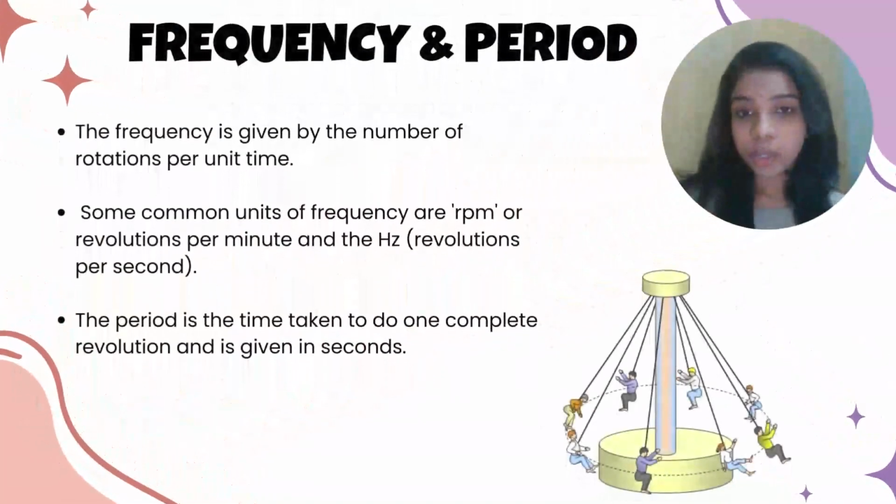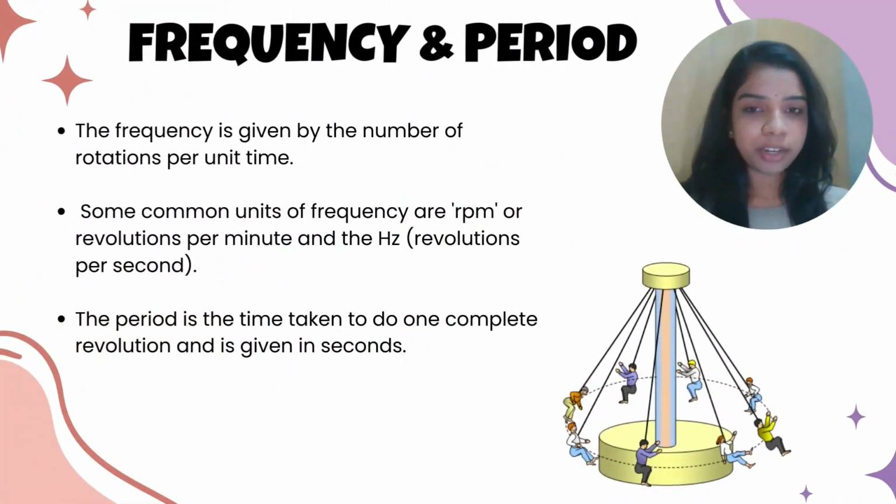Now we are going to take a look at the application of frequency and period in the swing ride. So how do we calculate the frequency of a swing ride? We can calculate the frequency of a swing ride by the number of rotations per unit time. Some common units of frequency are RPM, which means revolutions per minute, and Hertz, revolutions per second. And the period is the time taken to do one complete revolution, given in seconds.